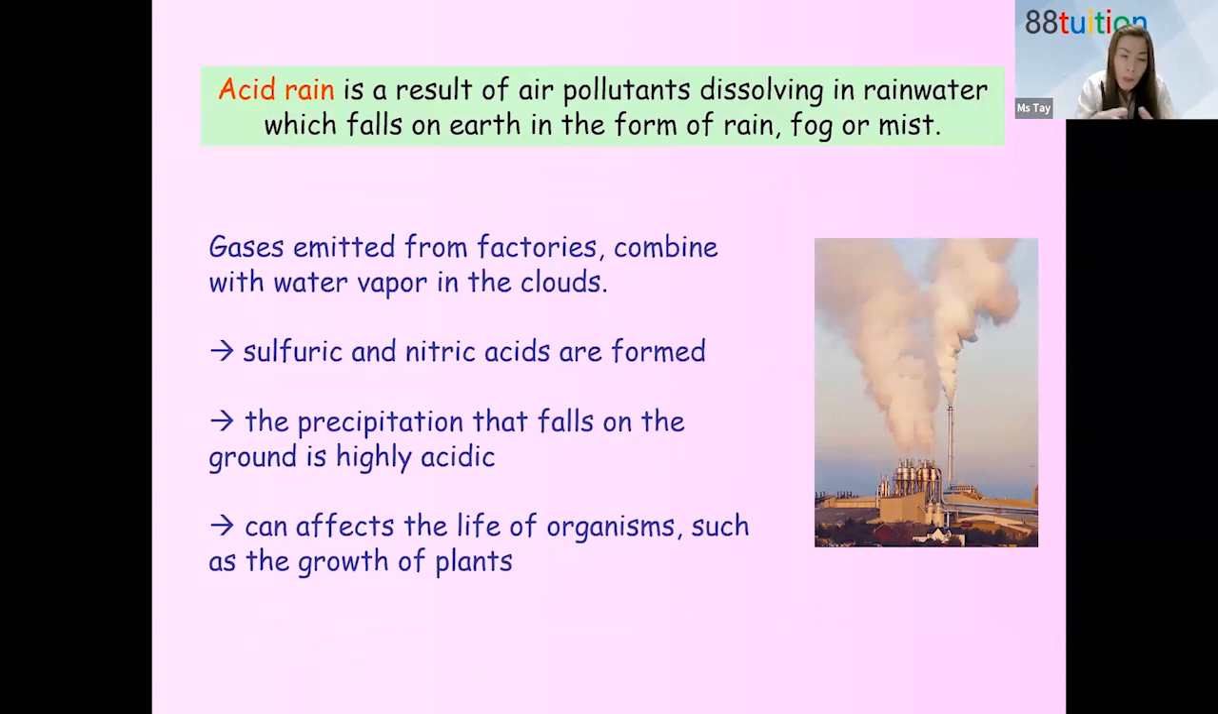Okay, especially marine animals, because when the water gets into the water body, the seawater or pond water gets too acidic, it can actually kill the marine life. Then we talk about plants. The leaves might turn yellow, right? They might even eventually die if there is too much acid in the rain.